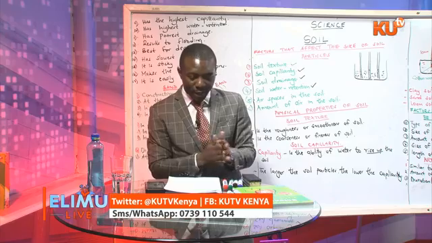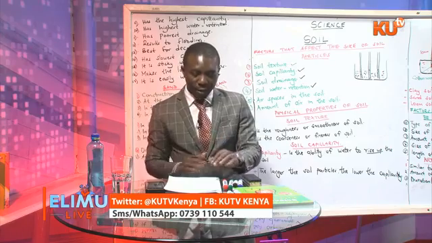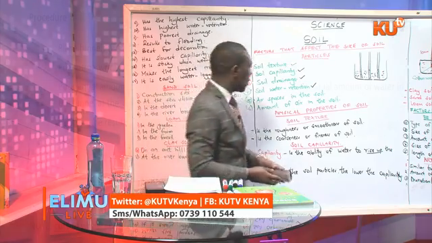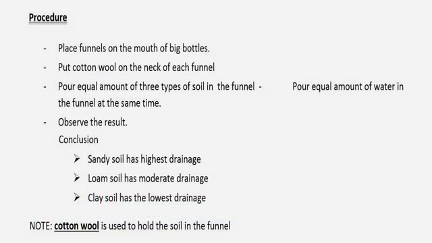So the procedure can be shared on the screen. The steps you are supposed to follow when carrying out that experiment on drainage: you place funnels on the mouth of the big bottles, and then two, you put cotton wool on the neck of each funnel. Three, they have written there, put equal amounts of three types of soil in the funnel, and then four, you pour an equal amount of water in the funnel at the same time.